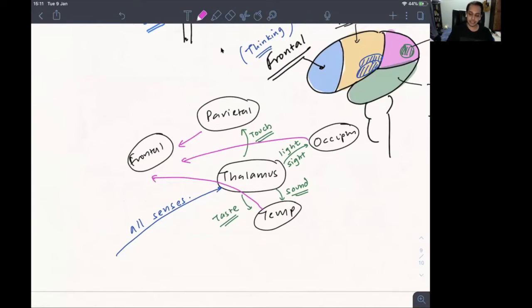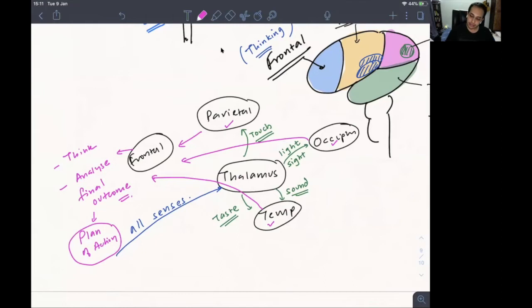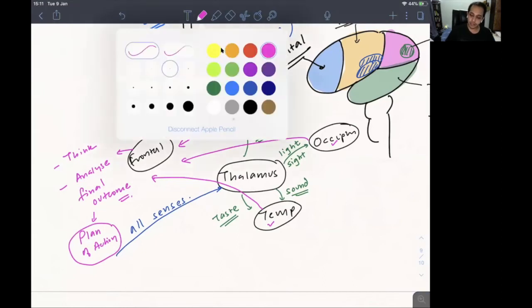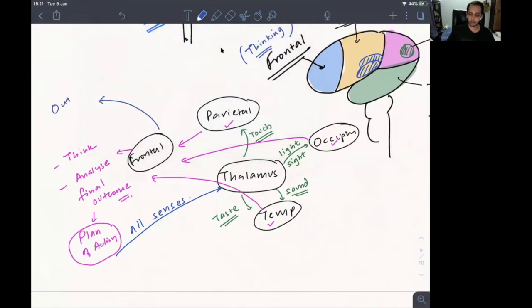Okay, because as we discussed, it is the role of the frontal lobe to think and to analyze the final outcome. So the frontal lobe will put together all this analysis that your parietal, your occipital, your temporal lobe have done, and all that information enters the frontal, and the frontal lobe will put it all together and come up with a plan of action. Okay, and that plan of action is what will ultimately turn into your output.